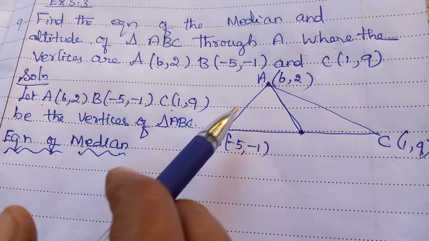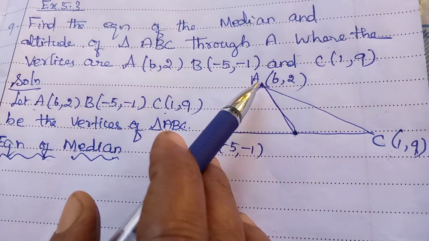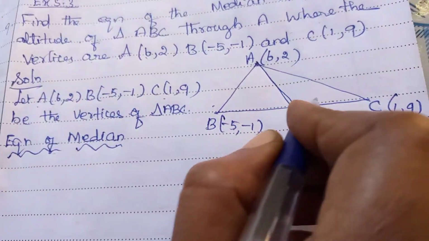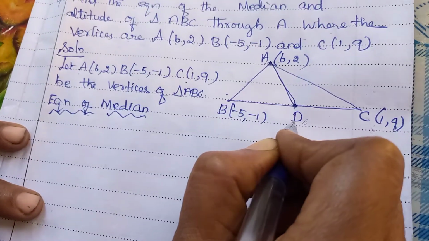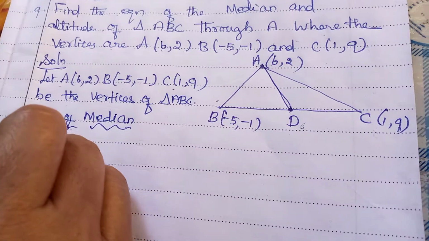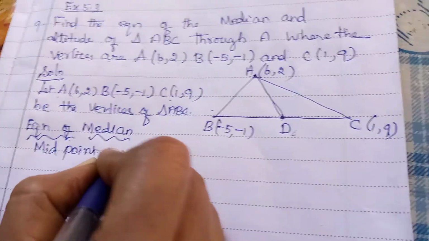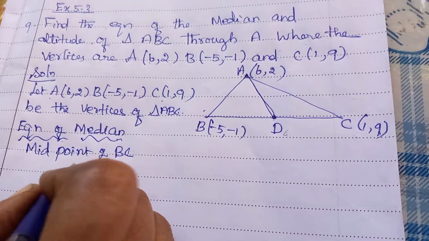What is the midpoint of the opposite side of A? BC is the opposite side. So let us name this midpoint D. So first of all we have to find the midpoint of BC. Let us find the midpoint of BC.